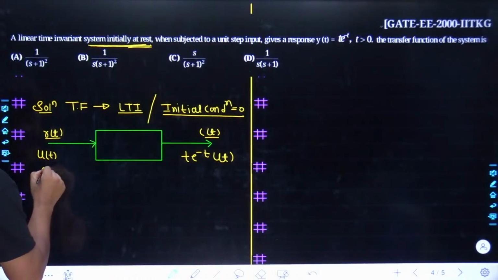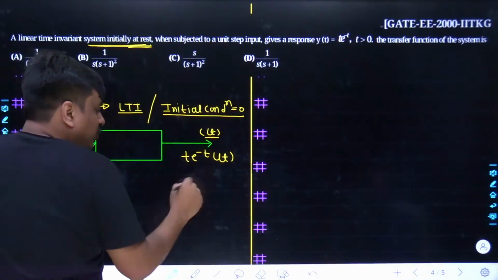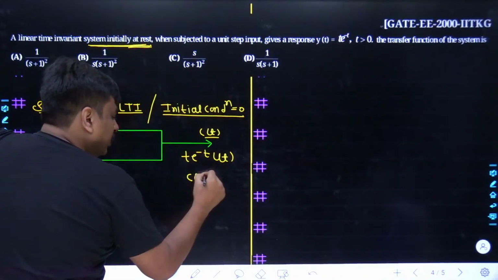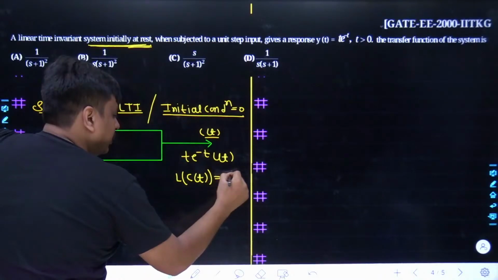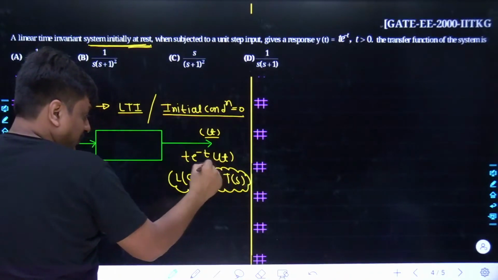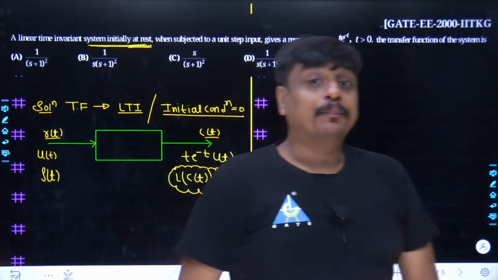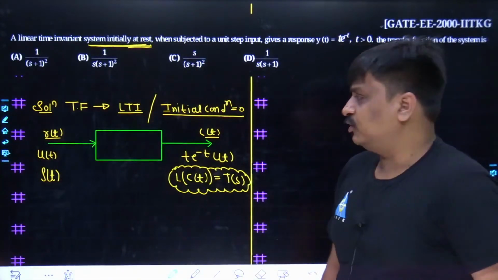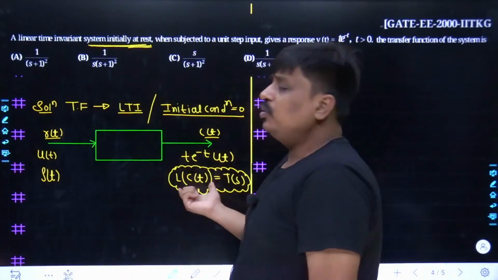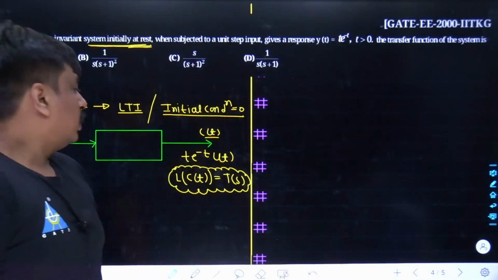My dear friend, if the input is a unit impulse, whatever the output you get, the Laplace of that output, let's take the output as c(t), is the transfer function. So you can write that the transfer function of any system is the Laplace form of its impulse response. That means the input has to be the unit impulse, and whatever output you get in the time domain, if you convert it into the Laplace domain, you get its transfer function. Could you understand what I am saying?